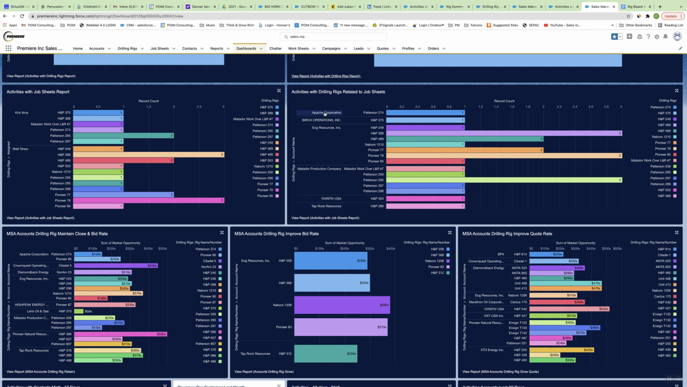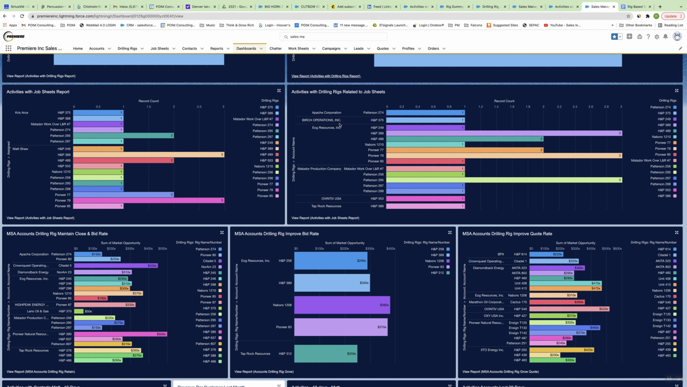So I can come up here and say Apache 274, and then I can look over here and see Patterson 274 with Apache. So that falls into this particular category. This is our retention category. So what are we doing pricing wise? What are we doing product wise? Are we recommending some new things? Those types of things to help us with that. And then we come over here.